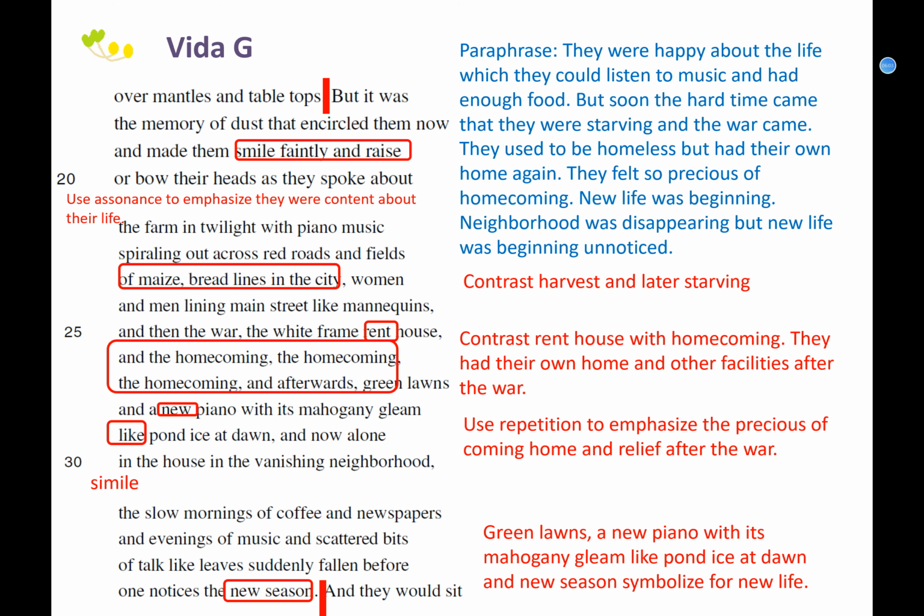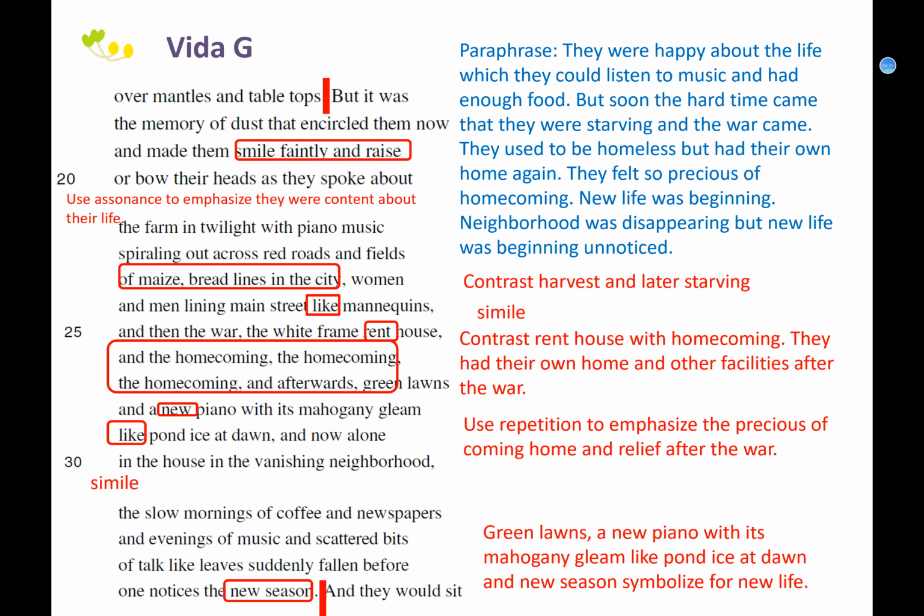And finally, paraphrase: they were happy about the life in which they could listen to music and had enough food. But soon the hard time came. They were starving and the war came. They used to be homeless but had their own home again. They felt homecoming was so precious. New life was beginning. The neighborhood was disappearing, but new life was beginning unnoticed.